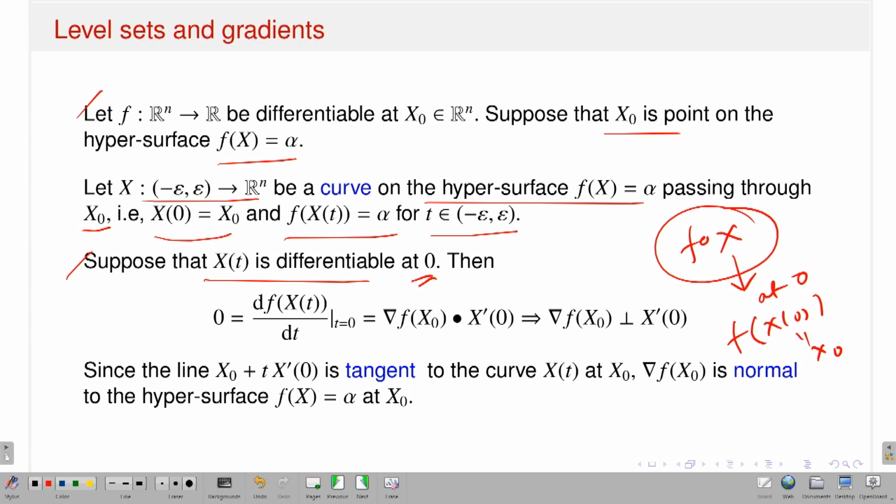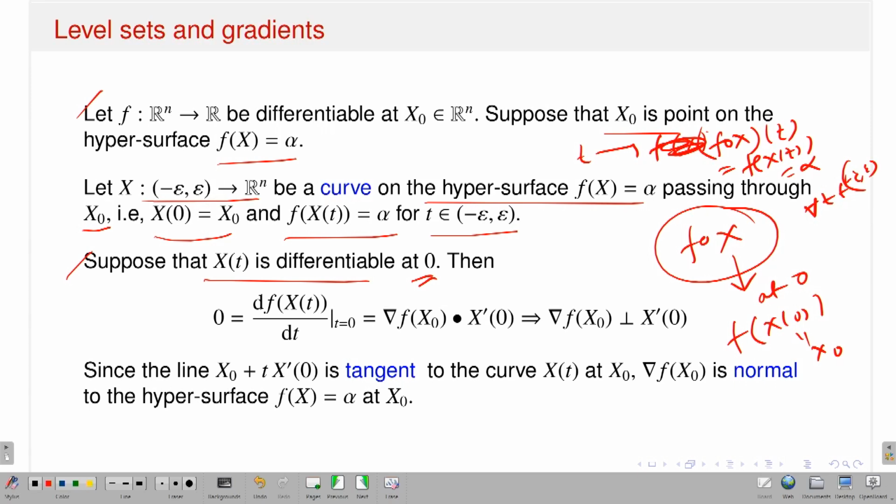And what is the derivative? What is the composition function? t goes to f compose X at t. This is f of X of t, and since I am talking about my curve in the hypersurface, it should satisfy this equation. This is exactly equal to alpha for all t from minus epsilon to epsilon, right? Now since small f is differentiable at the point x naught and capital X, the curve, is differentiable at the point 0, the composition function is also differentiable at the point 0, and by chain rule I will have this expression. But on the other hand, since the composition is exactly equal to alpha for all t between minus epsilon and epsilon, what will be the derivative? The derivative will be 0.